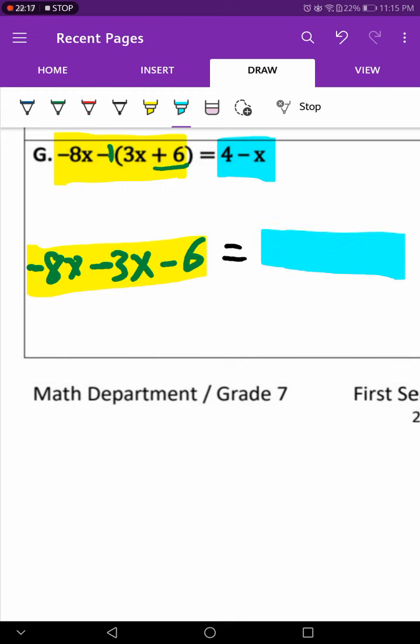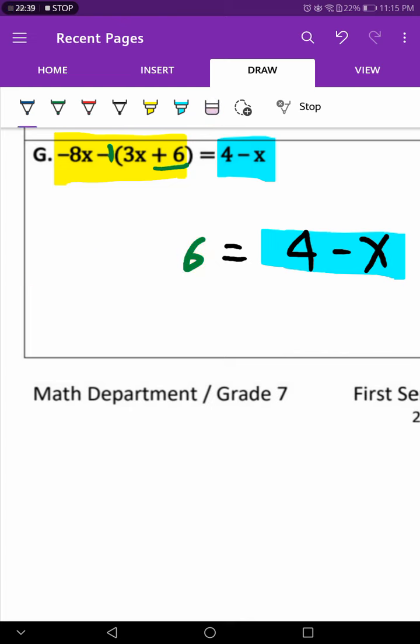Now it is here 4 minus x. Now I have like terms on the same side, so I will combine them. Negative 8, negative 3 equals negative 11. So here I will have negative 11x minus 6.